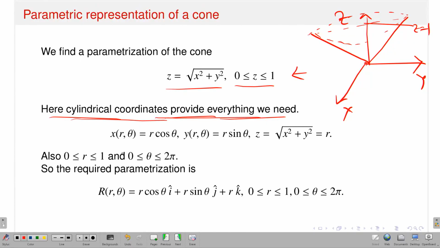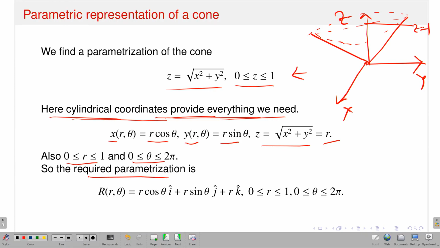That means I can write my x in terms of r and theta. x of r, theta is nothing but r cosine theta, y is a function of r and theta, which is r sin theta, and z is a function of r and theta, which is nothing but r. So each coordinate x, y, z can be written as a function of r and theta, where r runs from 0 to 1, theta runs from 0 to 2 pi.